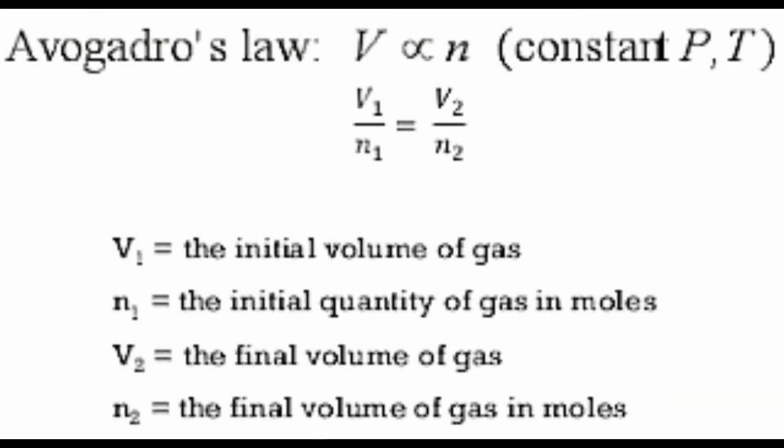And the formula for Avogadro's law is V1 divided by N1 equals V2 divided by N2. V represents the volume of gas and N represents the number of moles of gas.